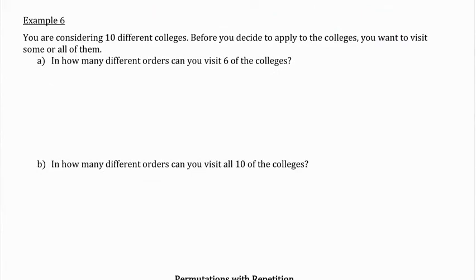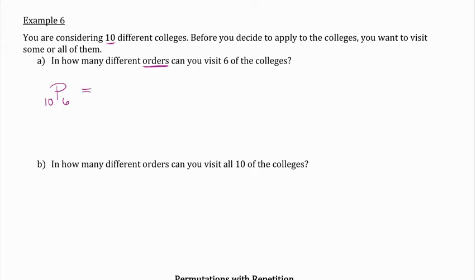You are considering 10 different colleges to go to. Before you decide to apply, you want to visit some or all of them. So in how many different orders can you visit 6 of the colleges? Now again, here's your key word, right? We want to know how many different orders you can visit the 6 colleges. That word order means permutations, right? Okay, so I want to visit 6 of the 10 colleges, right? So we know it's a permutation because the order matters. We have 10 total colleges, and we're going to choose 6 of them to visit.